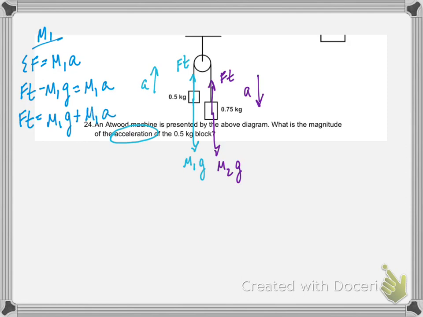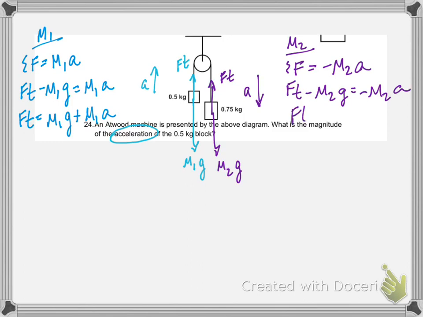Now if we look at the other mass, the mass 2, we can sum up its forces too. Summation of forces, but now since its acceleration is going down, it's going to be a negative M2A. Tension force still going up, the weight pointing down, equals negative M2A. Getting tension force by itself, we have M2G minus M2A.